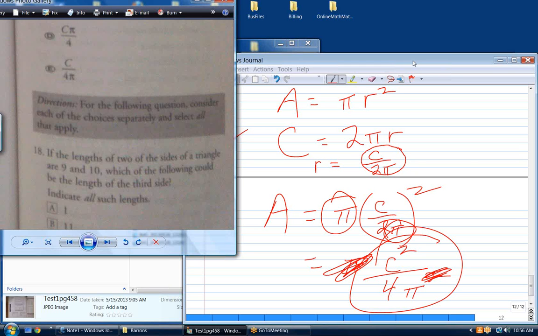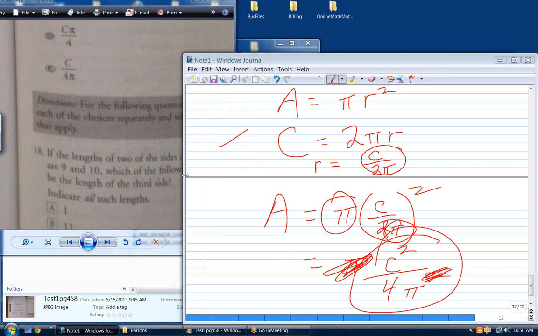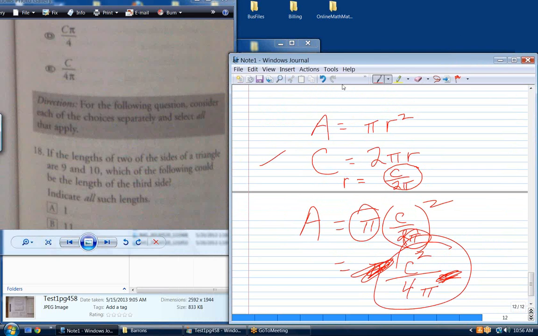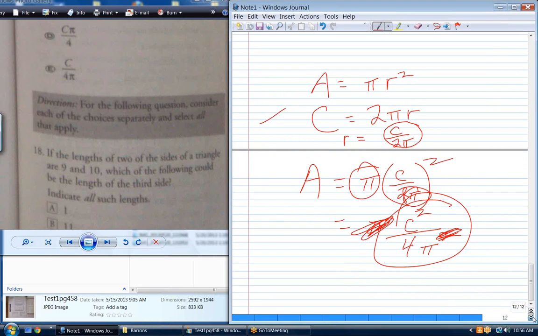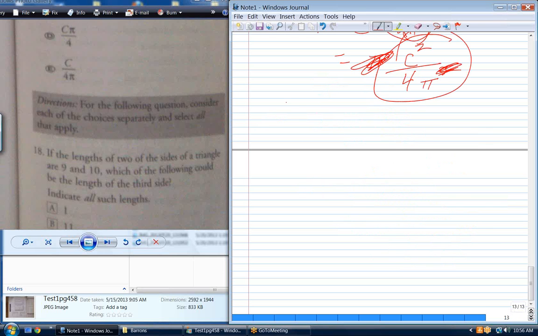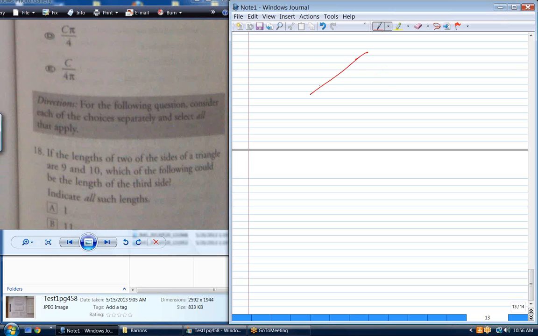This is a key question regarding triangles. There's one specific rule you need to know about triangles, regarding their available side lengths. Before we get to this question, can I have a triangle whose one side is 9, whose other side is 10, and this side is 30?